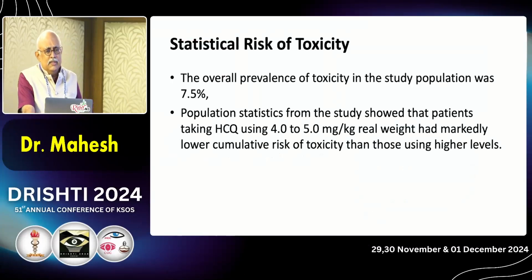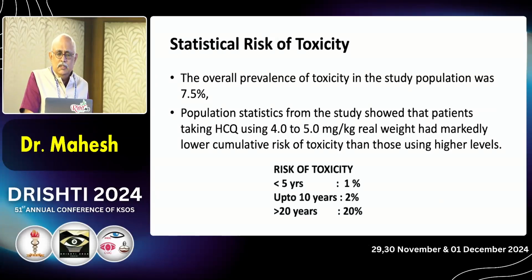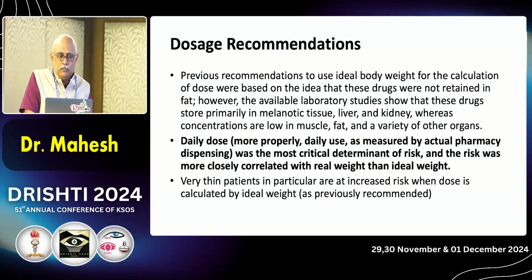The statistical risk is in fact very low. Different studies are there; some show 7.5%. The risk of toxicity in less than 5 years is only 1%, and up to 10 years it is only 2%. That means if a patient is taking HCQ for 10 years, the chance of getting a problem is only 2%; 98% will not get a problem. There are two ways of calculating dose, ideal weight and actual weight. Initially, dosage was calculated based on ideal weight. Now it is the real weight that is used for giving the drug. That means a thin, frail person will actually get a lower dose.